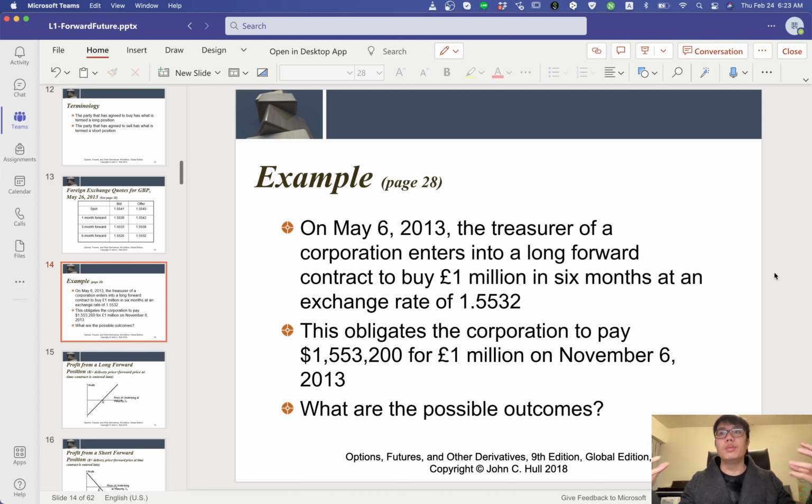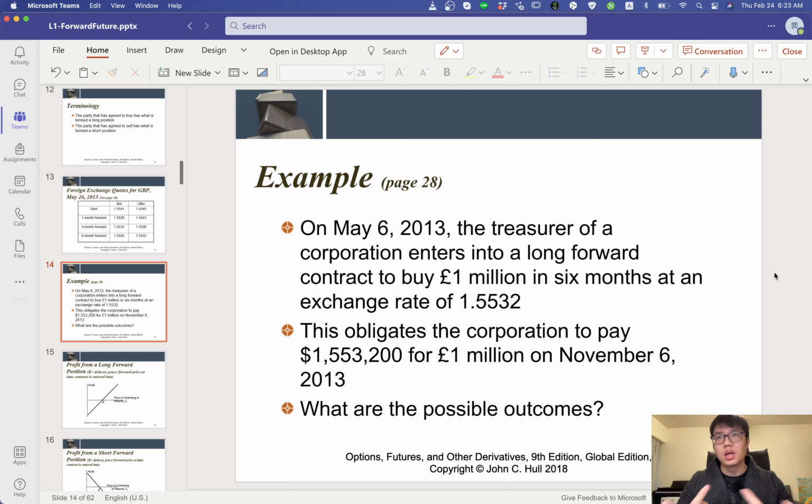So that's why we have this kind of product in the middle. It can help both sides of the supply chain, the seller and the buyer. So that's why we have the forward.